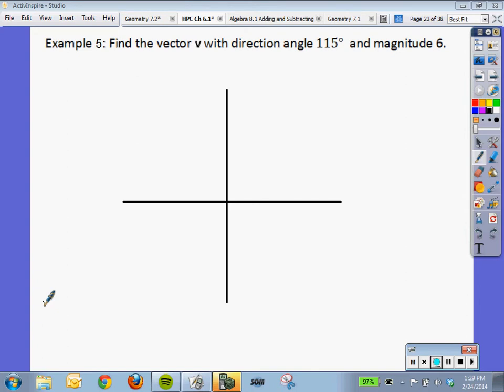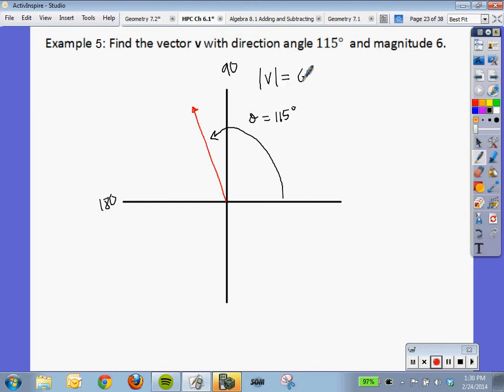So for example 5, we are going to find vector v with direction angle 115 and magnitude 6. So first thing I'm going to do is draw a picture as to how that might look. I'm going to figure out where 115 is going to take me, and I know that this is 90 and this is 180. So 115 will take me about right here, and so we could say that this is theta 115, and the magnitude is equal to 6.